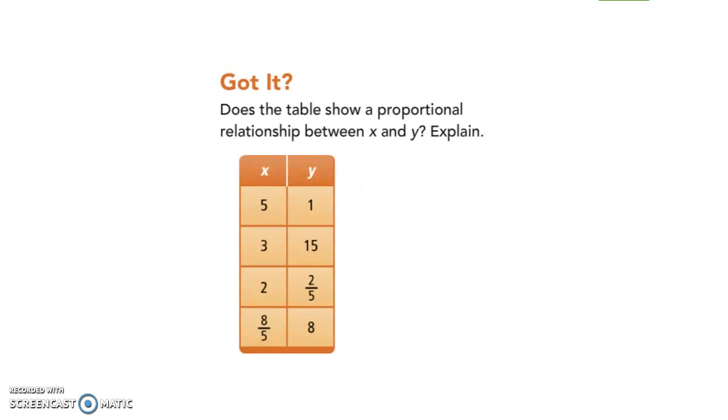So check this one on your own. Does this table show a proportional relationship between x and y? Let's do y divided by x for every single row in the table. Row 1, 1 divided by 5. If I type that in the calculator, that gives me 0.2. Row 2, 15 divided by 3. That's 5. Are these going to be the same?